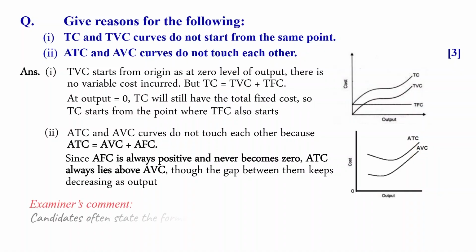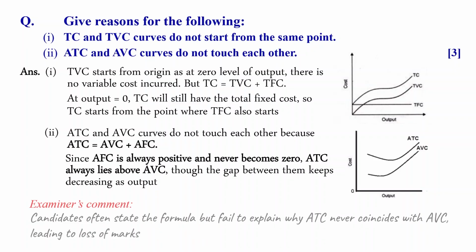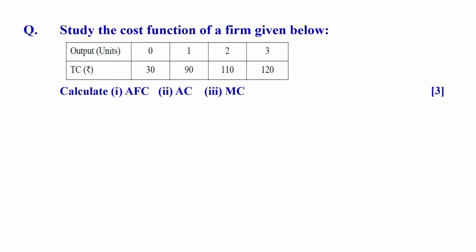Examiners deduct marks when students write the formula, but they do not draw this final conclusion. So you need to be very careful. This is a 3-mark numerical question, and examiner reports show that most students answer it correctly, but marks are still lost due to avoidable mistakes.